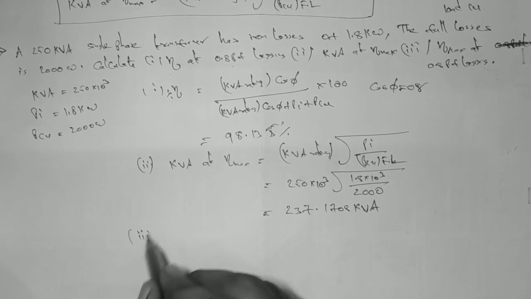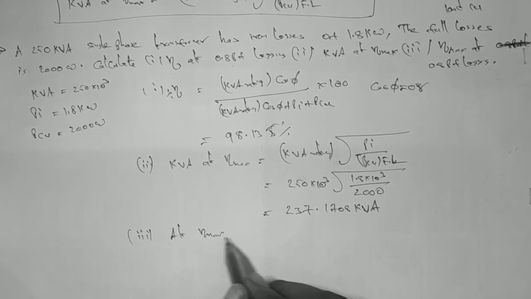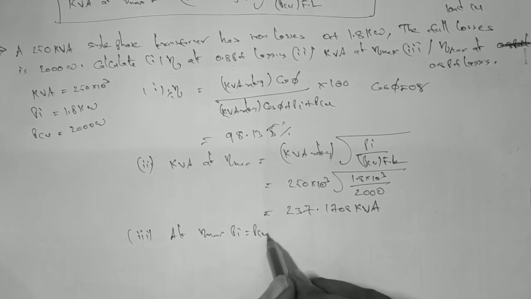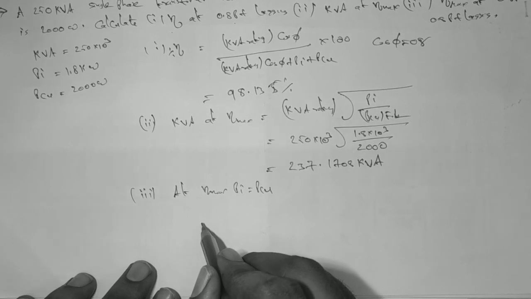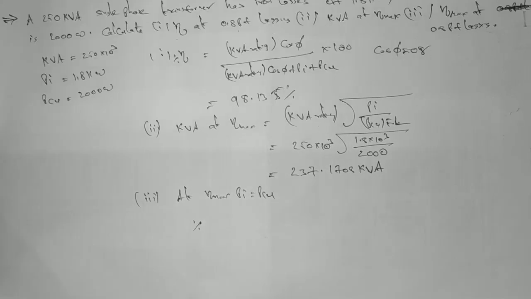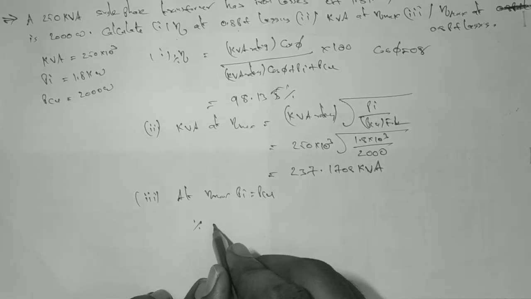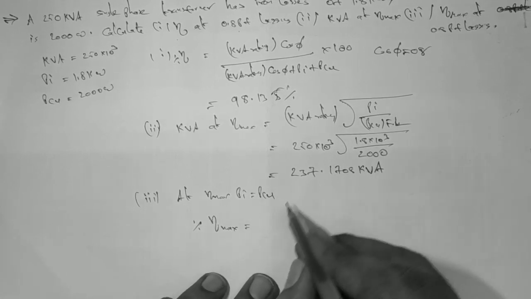Efficiency general formula is efficiency at maximum efficiency, at 0.8 power factor lagging. At maximum efficiency, we know the condition, that is iron losses will be equal to copper losses. So percentage efficiency means kVA rating into cos phi divided by kVA rating into cos phi plus Pi and PCU, both Pi and PCU will be equal.